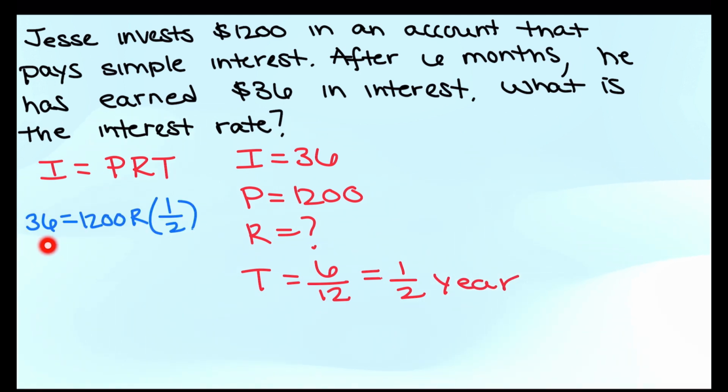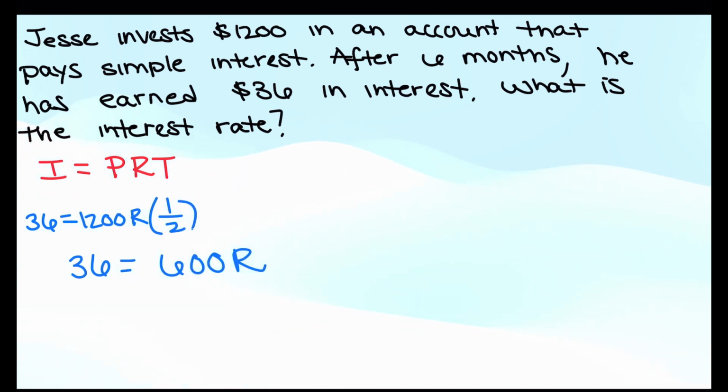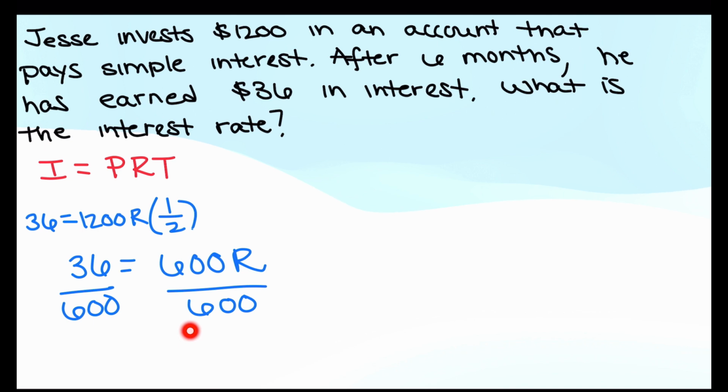Okay, so 36 equals 1,200 times R, which we don't know, times a half. To solve this problem, I'm going to start by taking the 1,200 times a half. We can multiply in any order we want, so we can take the 1,200 times a half, and that's 600. Half of 1,200 is 600. So now I have the equation 36 equals 600R. To get R by itself, I'm going to divide both sides by 600. So R is 36 divided by 600. This is going to be my interest rate or my percent.